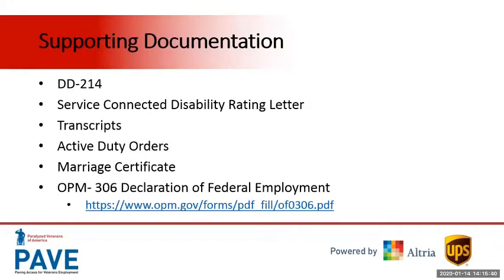Some of the supporting documentation you'll need: if you're a veteran, your DD-214. If you are applying based on preference, you may need to attach your service-connected disability rating letter. If you are applying based on your education level, you'll need to attach your transcripts. If you're a military spouse looking for the military spouse preference, you'll likely have to attach your spouse's active duty orders and your marriage certificate. And if you are a current federal employee, one of the biggest things you'll need is your SF-306, which is located here.